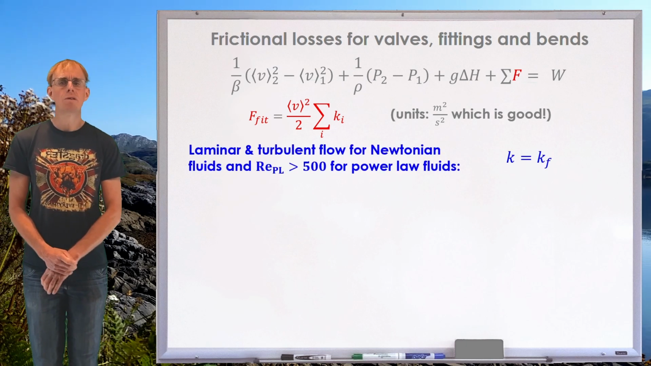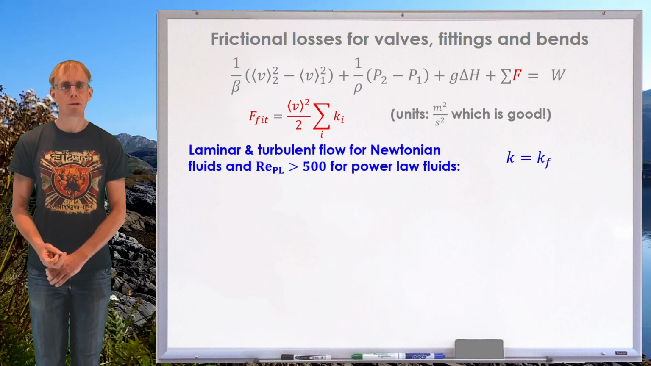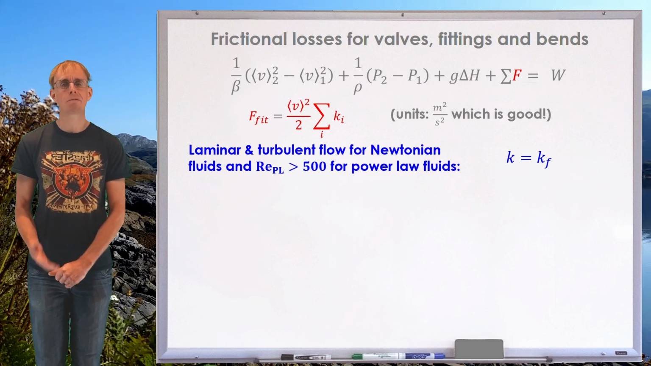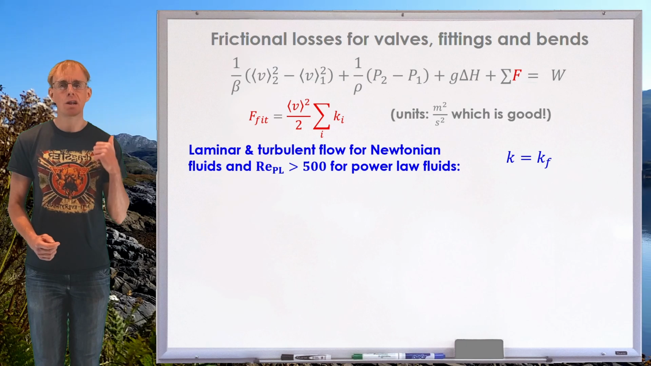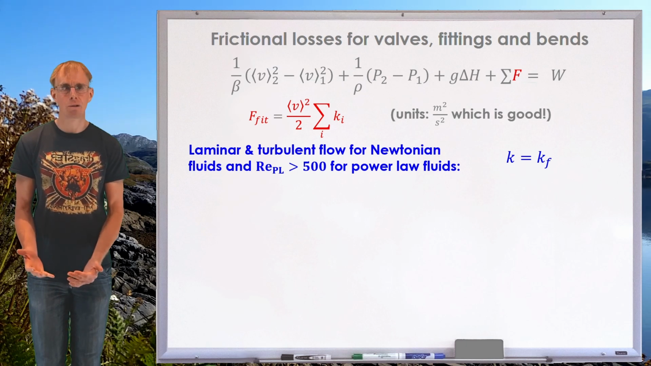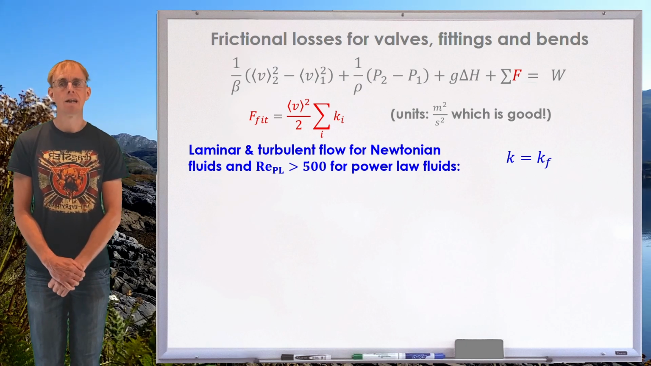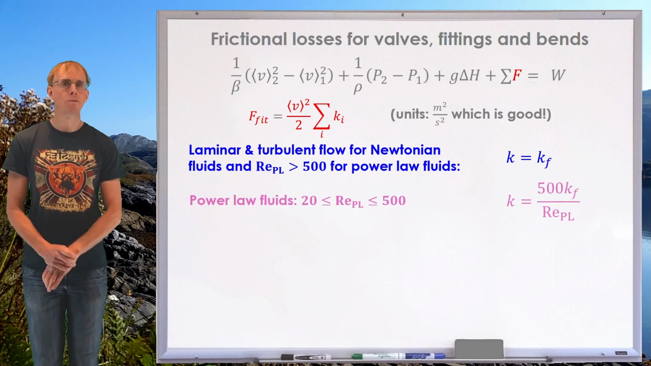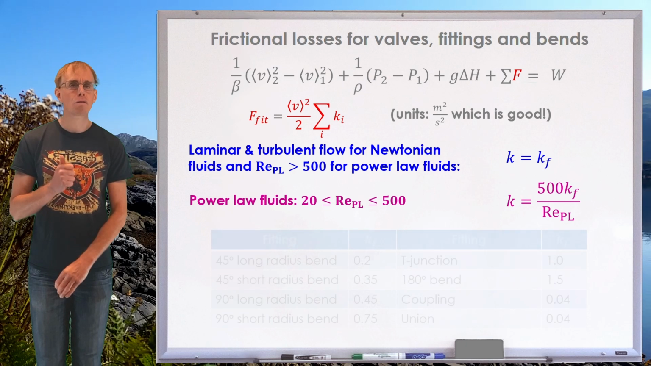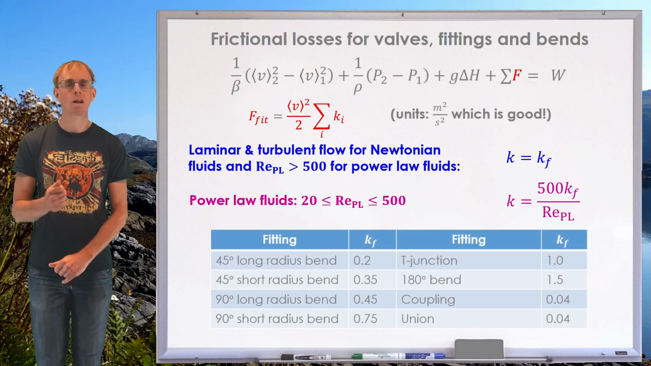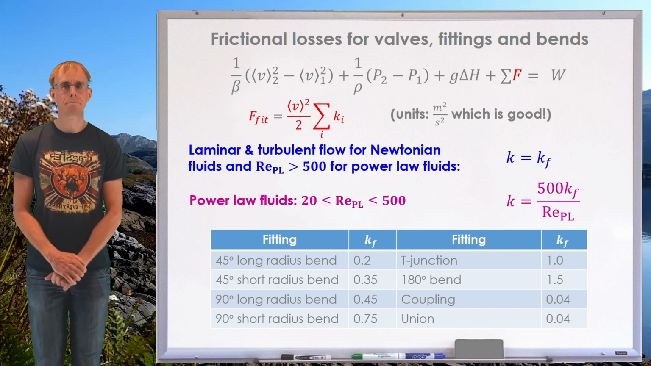Now, if we're dealing with the laminar and turbulent flow of Newtonian fluids, and for relatively high Reynolds number flow of power law fluids, say above 500, that fitting coefficient K is simply the catalogued fitting coefficient that you'll find in any tables of losses. And we'll have a look at one of those tables in a minute. However, if you've got a low Reynolds number flow of a power law fluid, there's a correction factor that needs to be applied to Kf, and that is 500 divided by the power law Reynolds number.